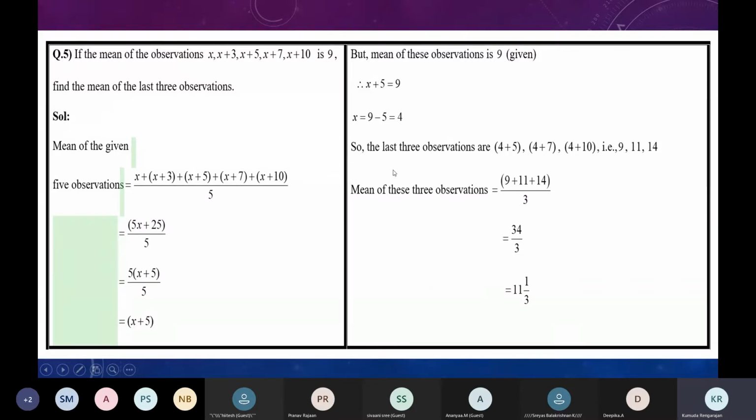Now using the value of x, find all the observations. Okay, so here I found only the last 2 observations, because the question is not to find all the observations, right?